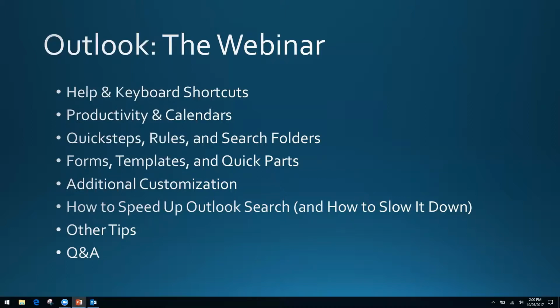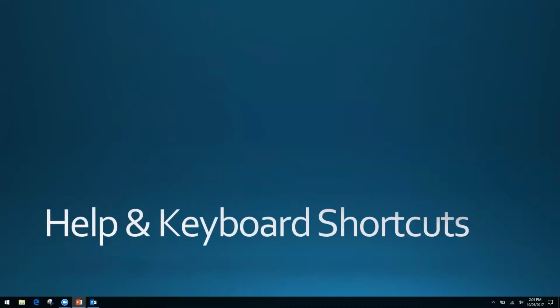We're going to go over productivity and calendars, quick steps, rules, and search folders, forms, templates, and quick parts. We're going to look at some additional customization options, how to speed up Outlook search and how to slow it down. We're going to touch on some other tips that don't quite fall into the categories above. And then after everything is said and done, we will take your questions. So moving right on into it.